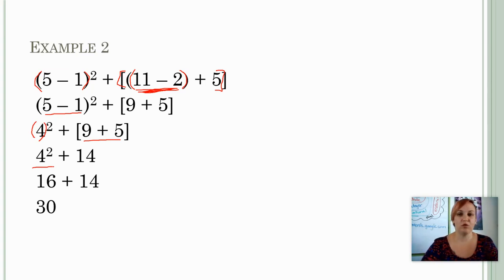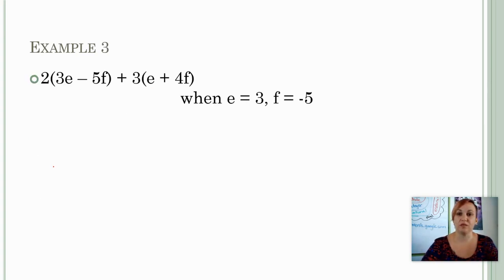For our final example, we're going to do a substitution problem. So here is an algebraic expression. An algebraic expression is something with variables. Now I know that I'm supposed to do substitution in this problem because part of the directions tell me that E is actually equal to 3 and F is actually equal to -5. And so I'm going to take those numbers and I'm going to substitute them into the original question.